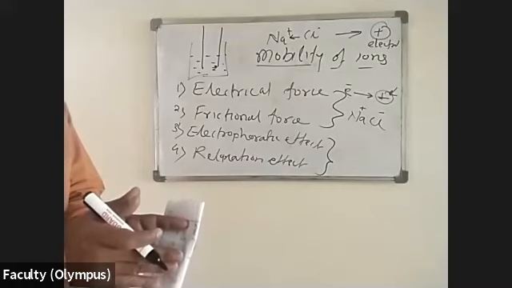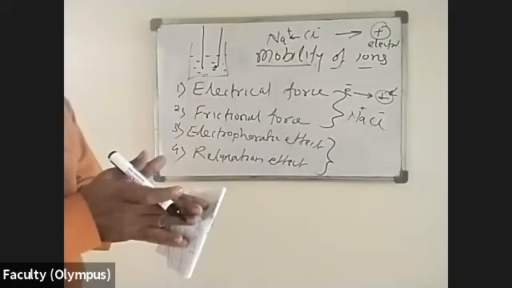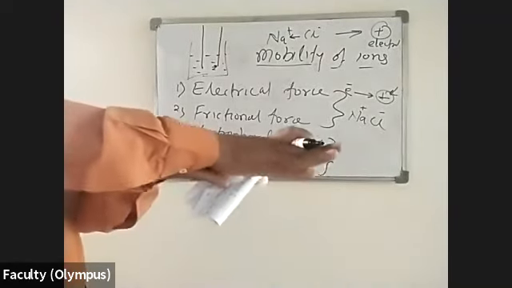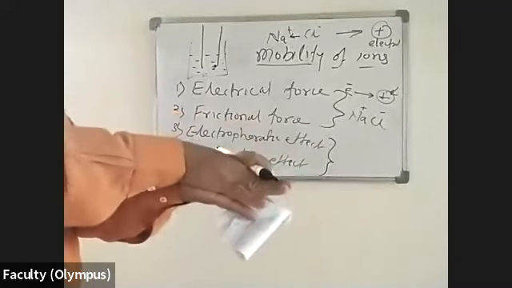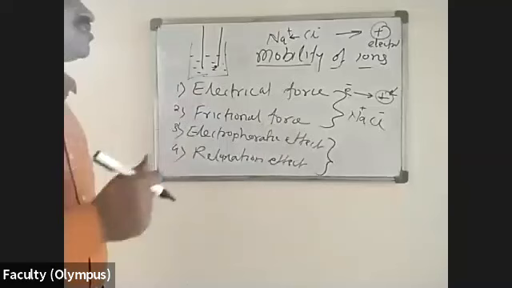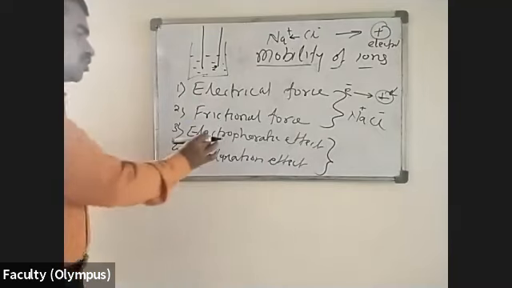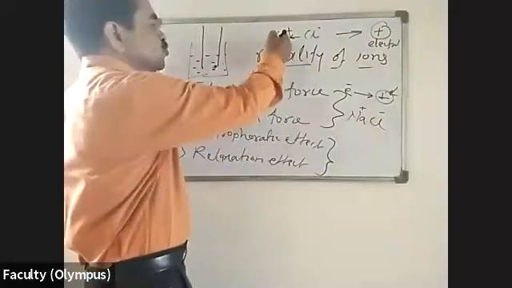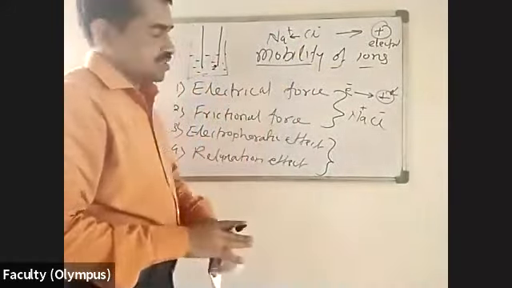It is just like frictional force between two solids. When we rub two solids on each other, there is a frictional force between these two. Just like that, there is a frictional force in the solution. Now the electrophoretic effect is the effect when this sodium plus ion is there.